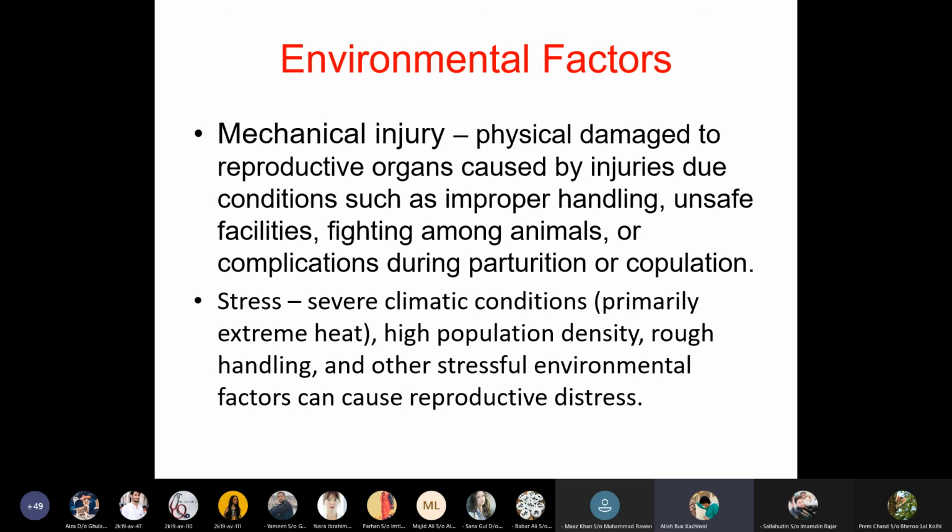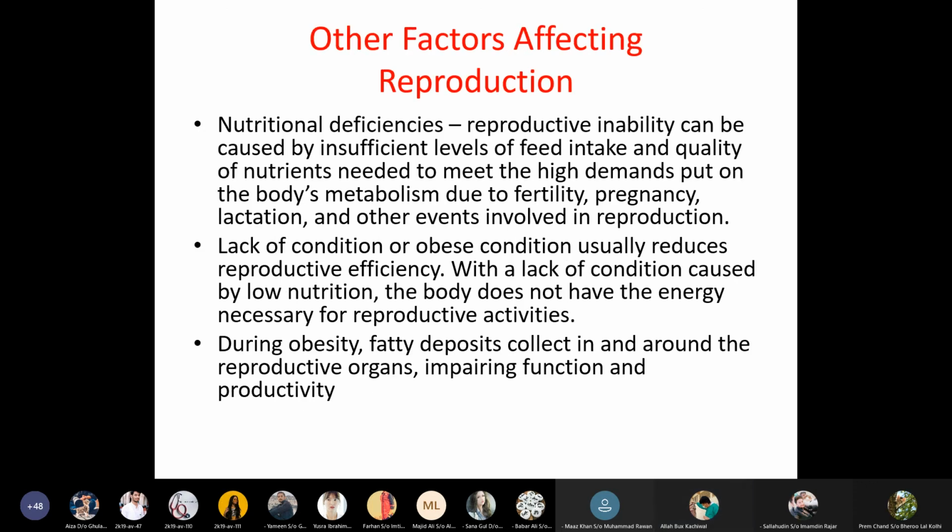Environmental factors, mechanical injury, physical damage to the reproductive organs caused by injuries due to conditions such as improper handling, unsafe facilities, fighting among animals, or complications during parturition or copulation. Stress, severe climatic conditions, primarily extreme heat, high population density, rough handling, and other stressful environmental factors can cause reproductive distress.